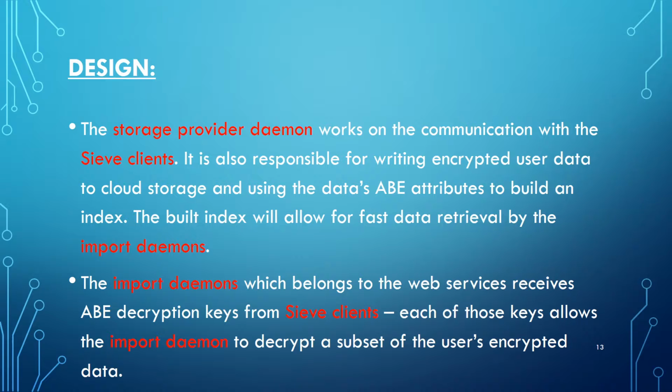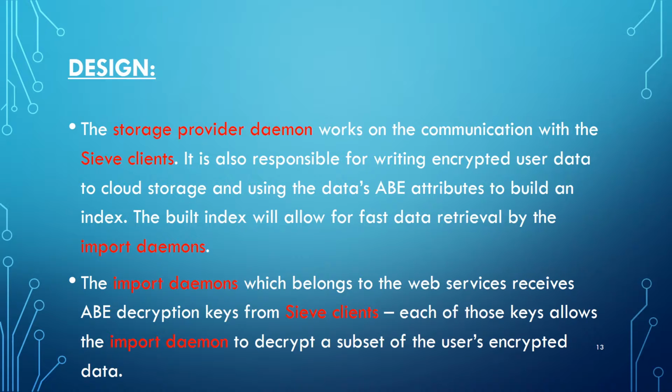It is also responsible for writing encrypted user data to cloud storage and using the data ABE attributes to build an index. In other words, behind the scenes it is the one responsible, as the Civ client is not going to see it. It will be insulated, but behind the scenes it is going to write encrypted user data to the cloud. And of course, it is using the data ABE attributes to build an index. This index will allow for fast data retrieval by the import daemons, the third one.